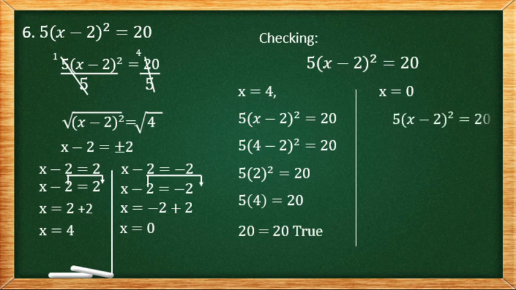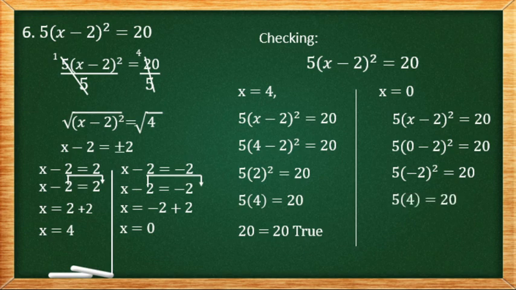Next, 0. Substitute the value of x, which is 0. So that's why 5 times of 0 minus 2 squared is equal to 20. So meron tayong 5 times of negative 2 squared. Negative 2 squared is equal to 4. So that's why 5 times 4 is equal to 20. So 20 is equal to 20, correct.